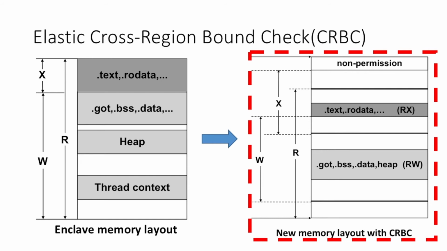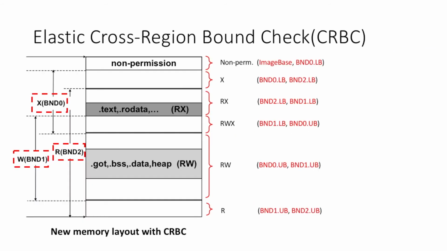We can use 3 MPX registers to mark multiple regions. I use braces to mark each region. Each region is composed of an upper bound and a lower bound. For example, a non-permission region is from image base to lower bound of BND0 register. An executable region is from lower bound of BND0 to lower bound of BND2.